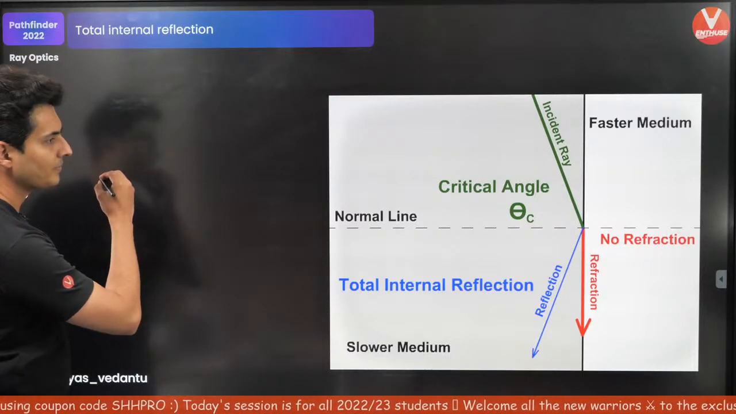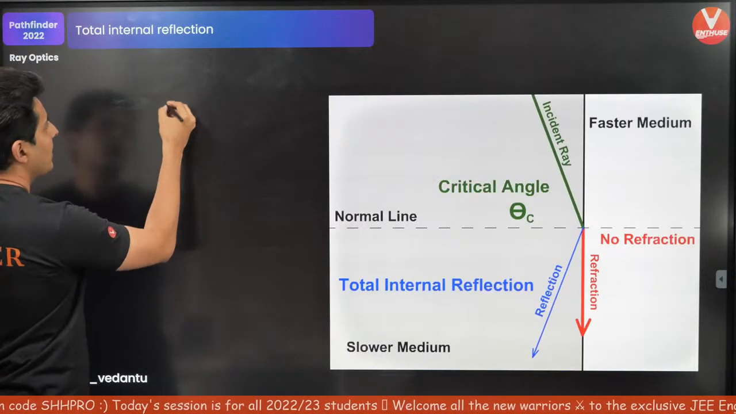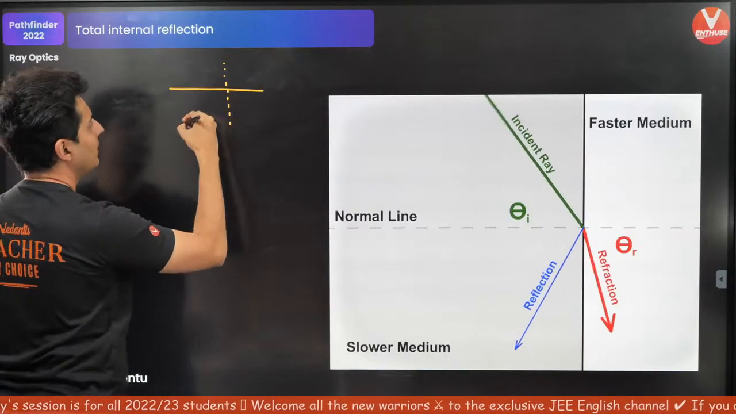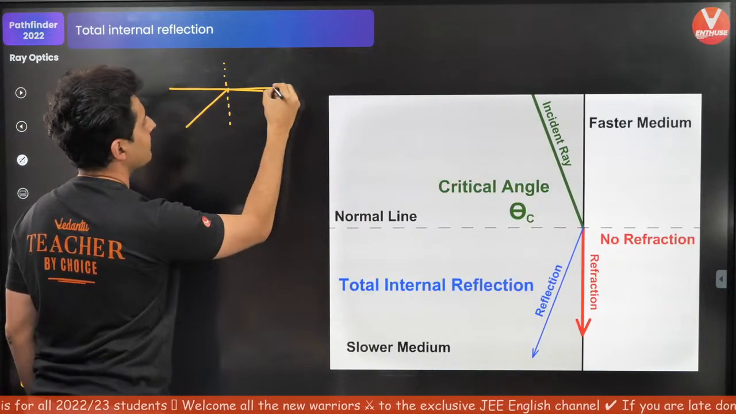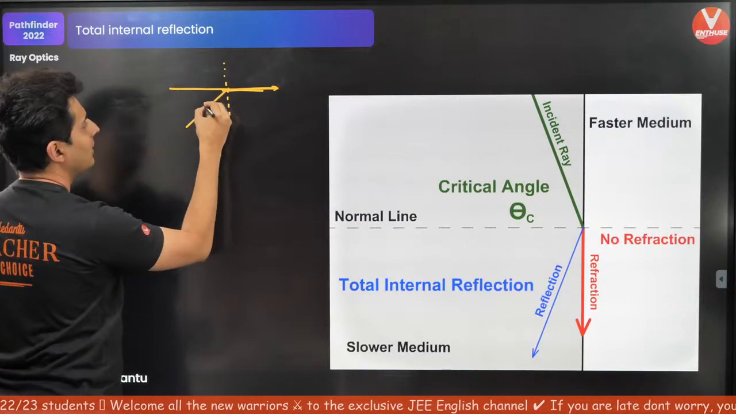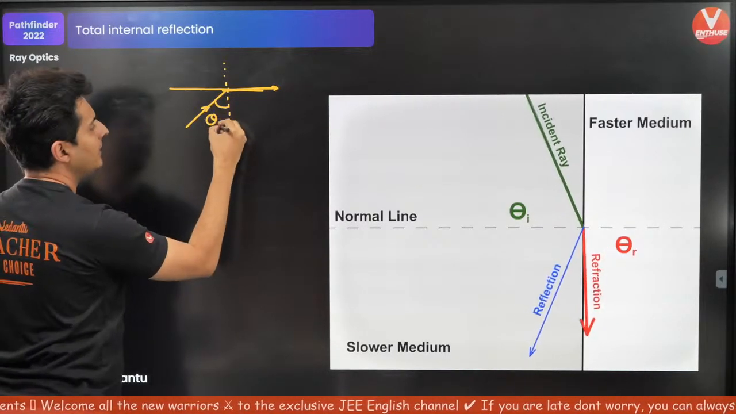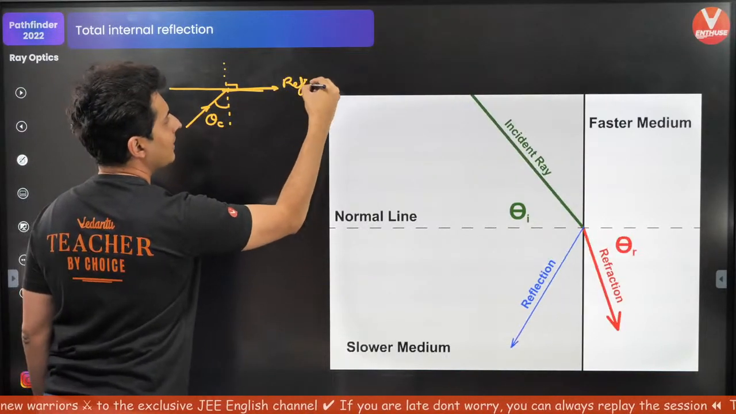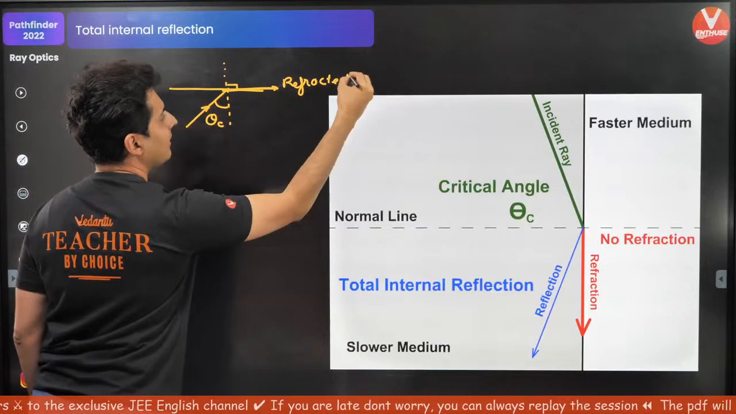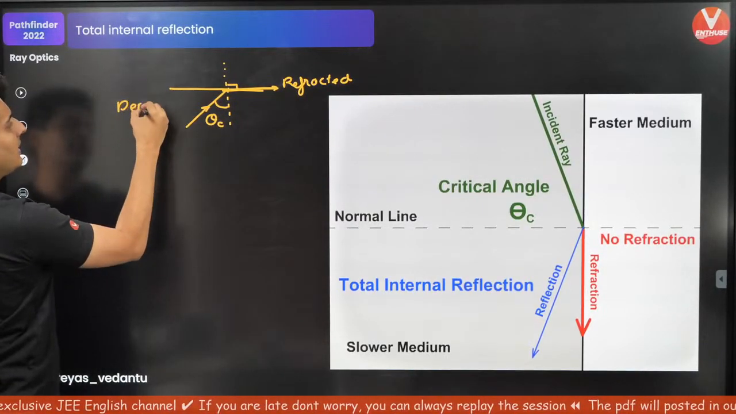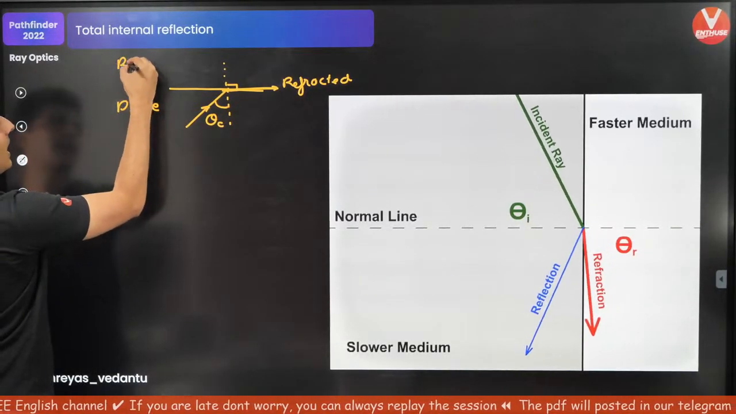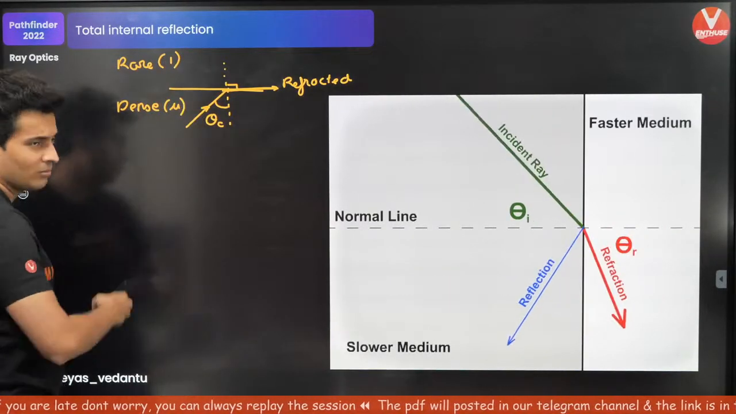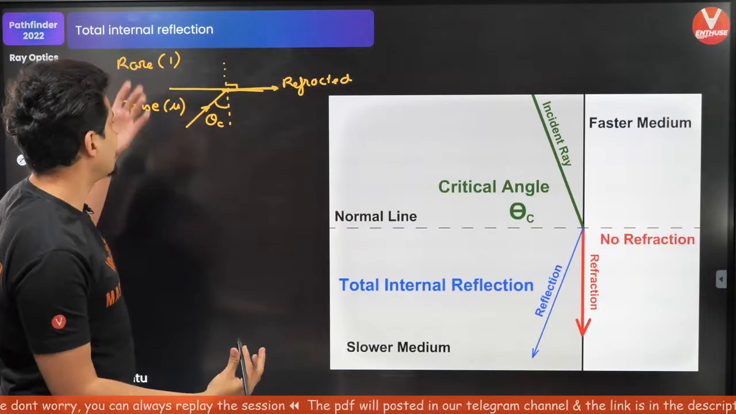Yes. Okay, so I'll just draw it right over here. This is the normal. This is how the light rays are going to come. This is your critical angle theta c. This is 90 degrees. This is basically your refracted ray. Remember, this will be your dense medium. This will be your rare medium. Rare medium, generally 1, dense medium, mu. Mu is the refractive index of the dense medium.